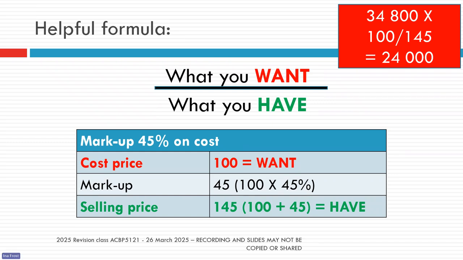I'll just pause so you can have a quick look at this slide and get your head around all the numbers that I've used in that top right-hand red block. The 34,800 is the selling price, and the 24,000 is the cost price.